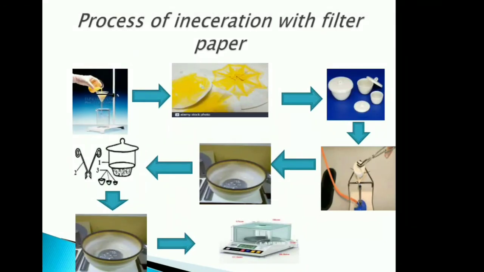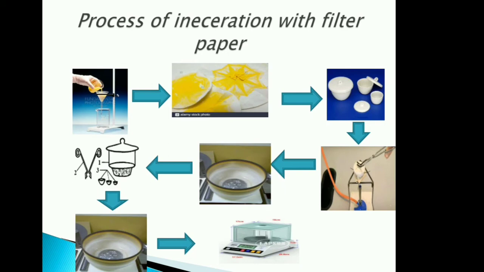The role of the desiccator is what? It does not allow any moisture to be absorbed into the precipitate. After that, the collected precipitate is weighed on the balance. This process of heating, cooling and weighing is carried out till we get the constant weight of that precipitate. This is the overall process of incineration.